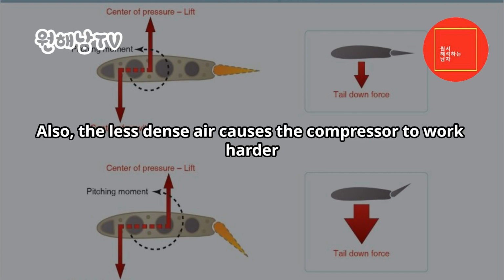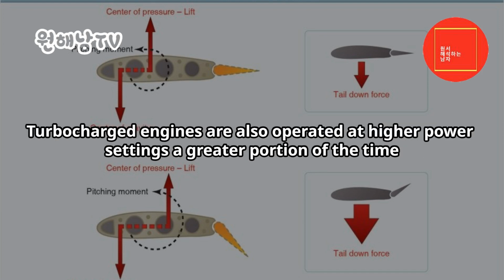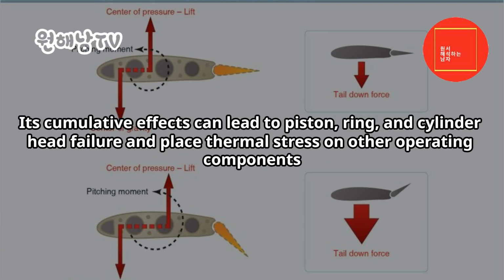Also, the less dense air causes the compressor to work harder. Compressor turbine speeds can reach 80,000–100,000 revolutions per minute, adding to the overall engine operating temperatures. Turbocharged engines are also operated at higher power settings a greater portion of the time. High heat is detrimental to piston engine operation. Its cumulative effects can lead to piston, ring, and cylinder head failure and place thermal stress on other operating components.